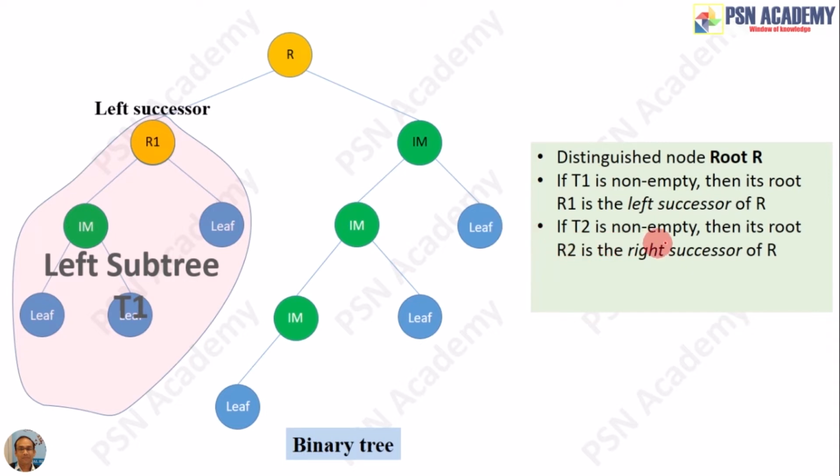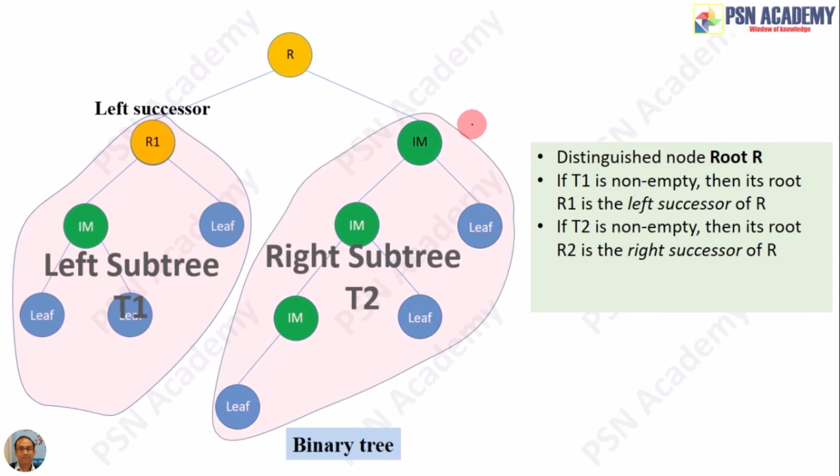If T2 is non-empty, then its root R2 is a right successor of R. Now this node is a right successor of R and it is non-empty. So this right successor becomes the root of the right subtree T2. The same thing goes with the other subtrees. You can verify that on your own.